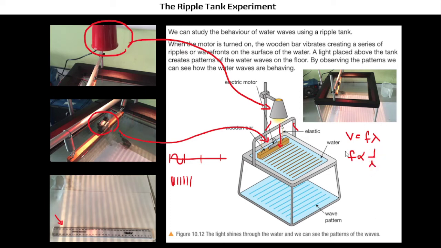Okay, meaning that if your frequency is high, if the number of times the wooden block is touching the water is high, your wavelength will be very short. And when your frequency is very low, just like in this case, your wavelengths are much longer. So this is just a simple experiment, and the concept that I want you to notice here is that frequency is inversely proportional to wavelength.